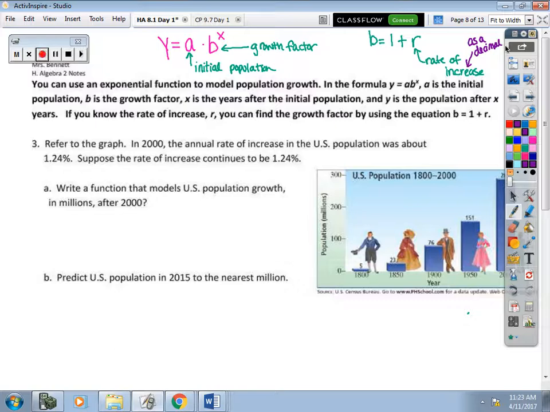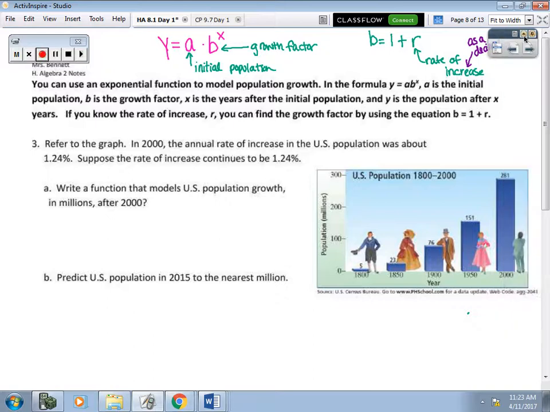So example 3 says refer to the graph. In the year 2000, so let's look at the year 2000, the annual rate of increase in the U.S. population was about 1.24%. Suppose the rate of increase continues to be 1.24%. Write a function that models the U.S. population growth after the year 2000. So this is now our initial year. Our starting year is 2000. We're looking for after that.